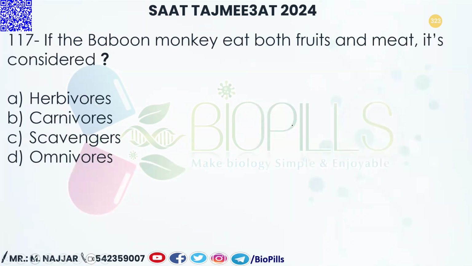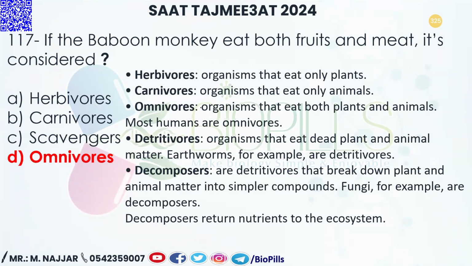If the baboon monkey eats both fruits and meat, it's considered eating both. The word "both" finishes it. Yes, it's omnivore. Exactly, eating both. And here is everything: herbivore, eating plants; carnivore, meat eaters; omnivore, eating both; detritivore, feeding on dead organic matter. If they are not returning it back to the environment, they are scavengers. If they do return it back, they are decomposers.